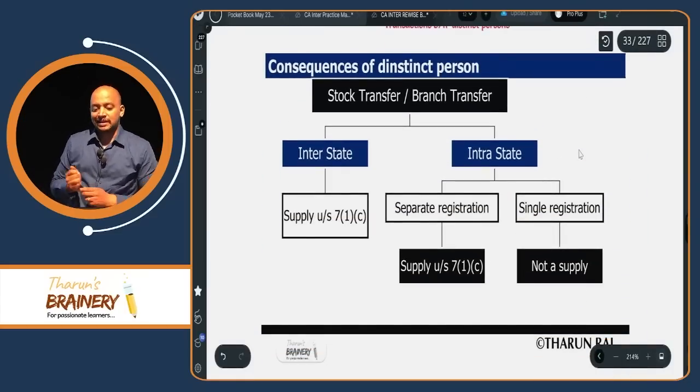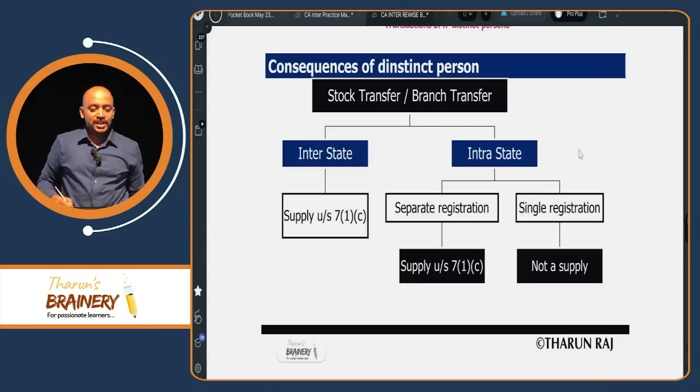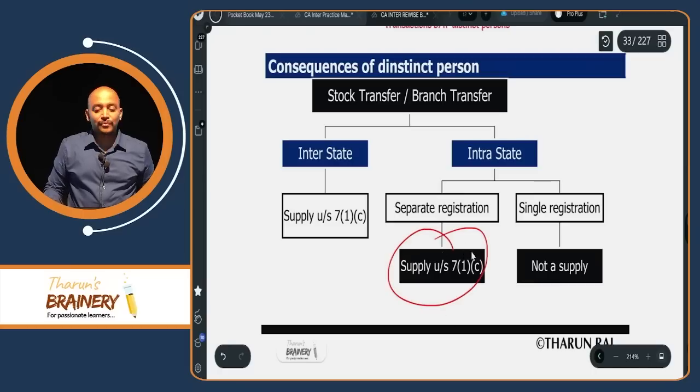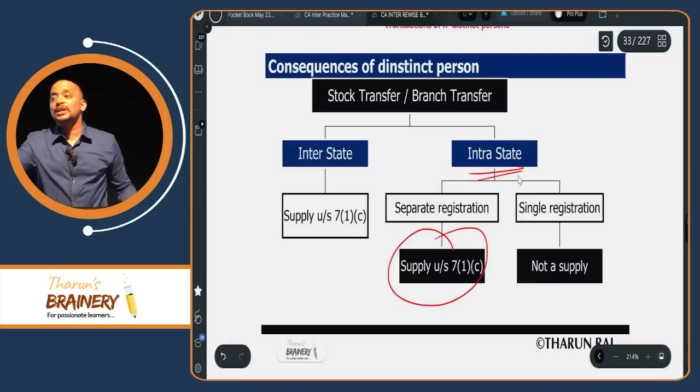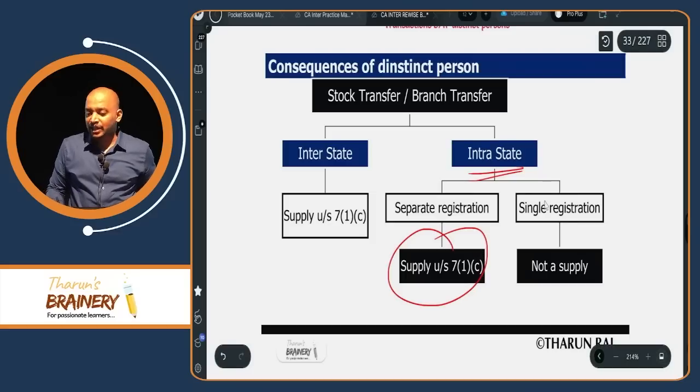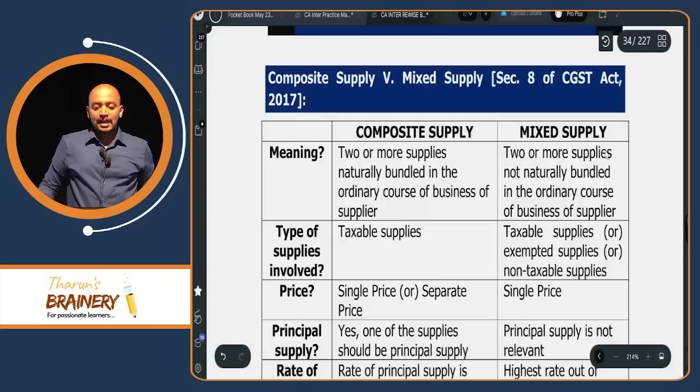So that is this. Consequence of distinct person: stock transfer or branch transfer. If it is interstate stock transfer, it will be supply under 7(1)(c). If it is intrastate stock transfer, whether they got a separate registration or single registration, you need to check. If they get a separate registration, then only it will be supply under 7(1)(c). Why? Because within the state it is optional now whether to go for separate registration or not. Suppose they are continuing with single registration, then it is not a supply.